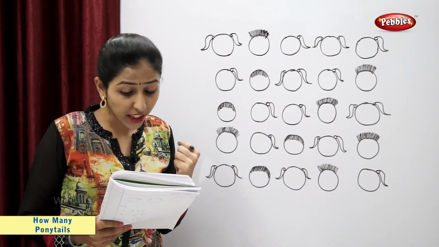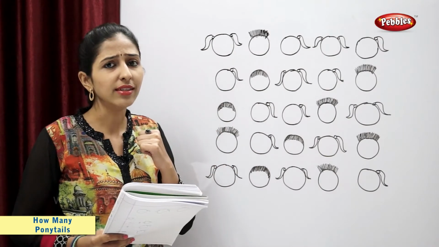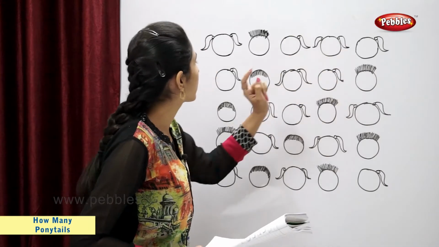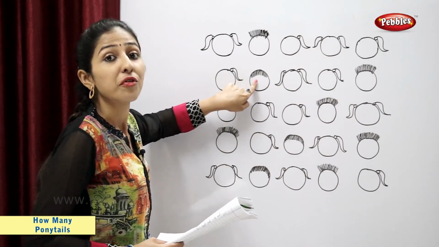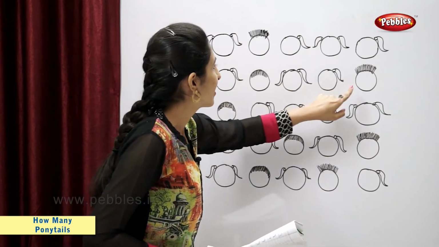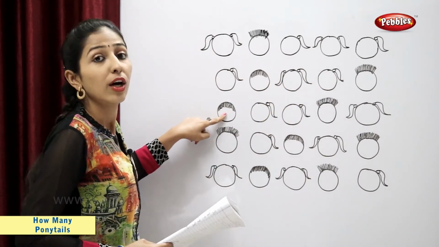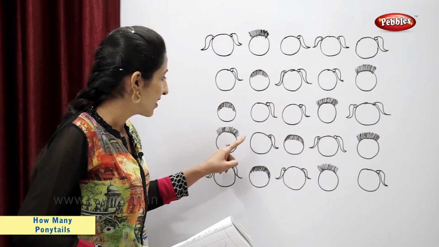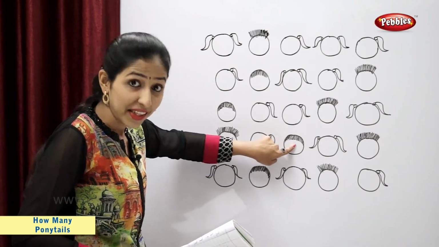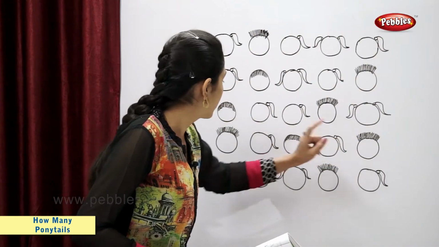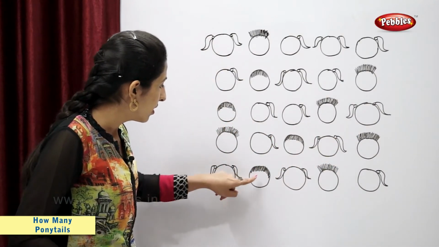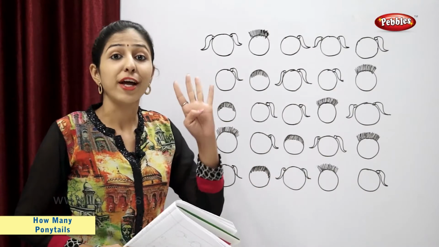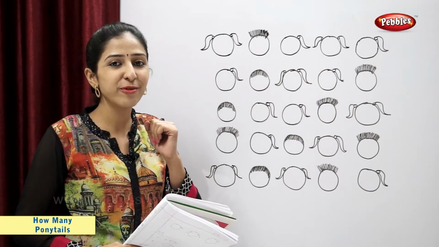There are how many children with their hair down? Let's count this. 1, 2, 3, 4. So, there are 4 children with their hair down.